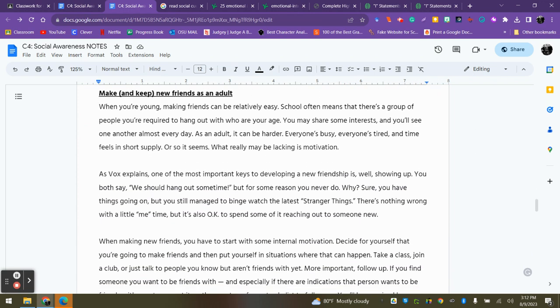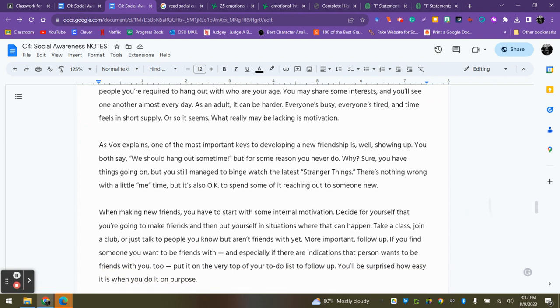Make and keep new friends as an adult. When you're young, making friends can be relatively easy. School often means that there's a group of people you're required to hang out with who are your age. You may share some interests and you'll see one another almost every day. As an adult, it can be harder. Everyone's busy, everyone's tired, and time feels in short supply, or so it seems. What really may be lacking is motivation.